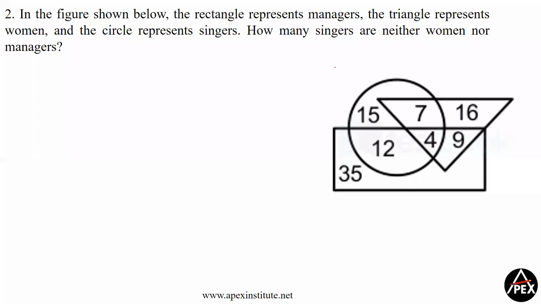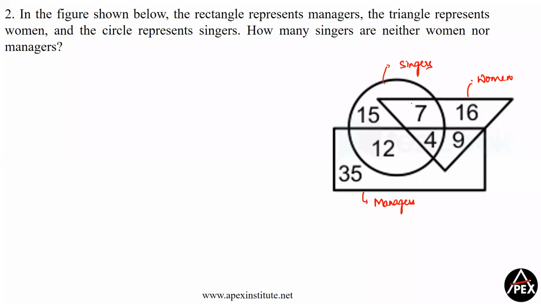Let's see. In the figure shown below, the rectangle represents managers. The triangle represents women. Now, how many singers are neither women nor managers? So singers, how many regions do we have? This circle represents singers, isn't it? So we have 4 different regions inside this circle.